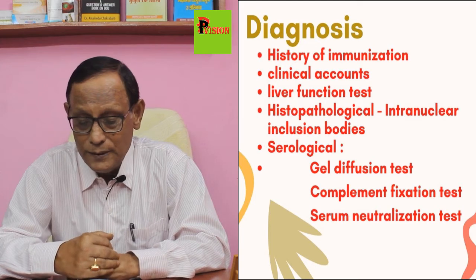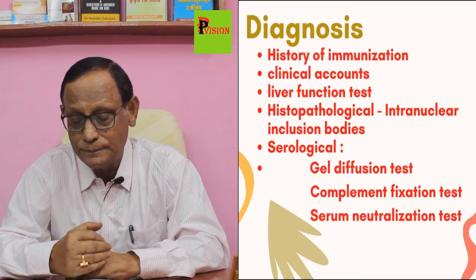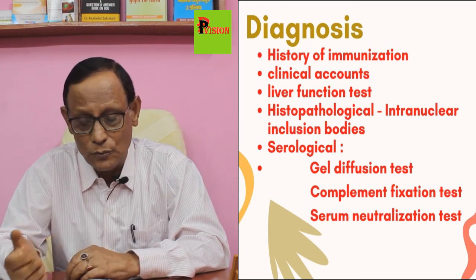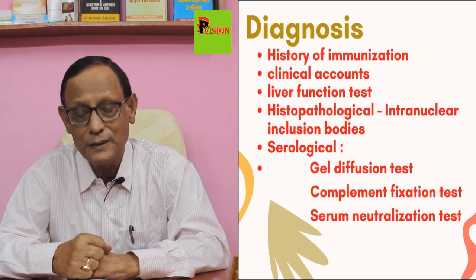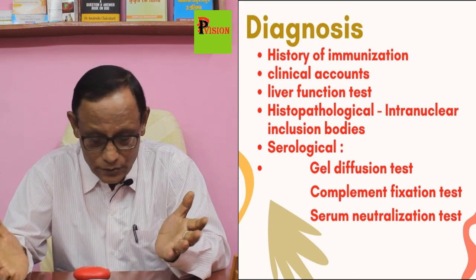At the same time, the buccal mucous membrane becomes red, which you will not find in case of distemper or parvo or corona. These are the differences. So, if you want to diagnose such cases, one has to go for history, immunization and clinical signs, which I have already told you.